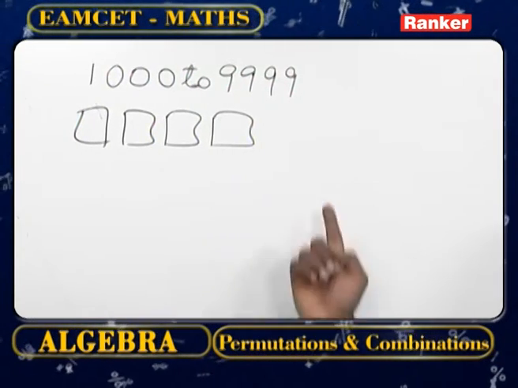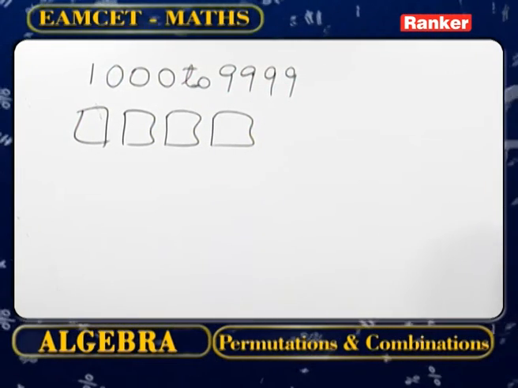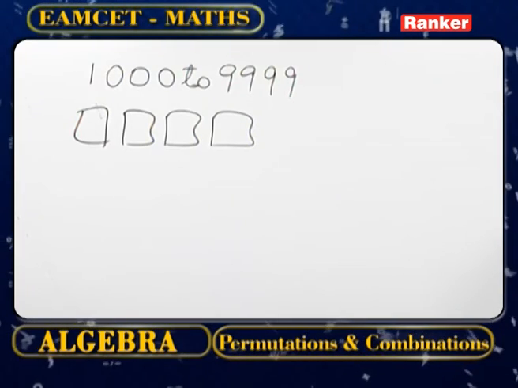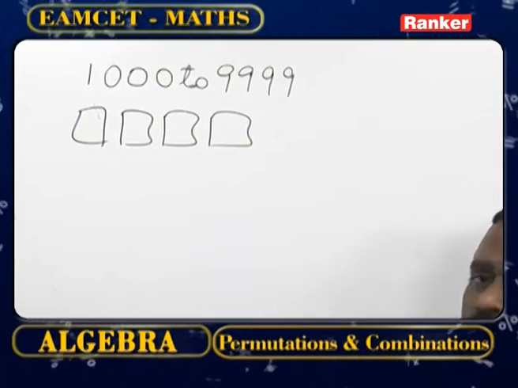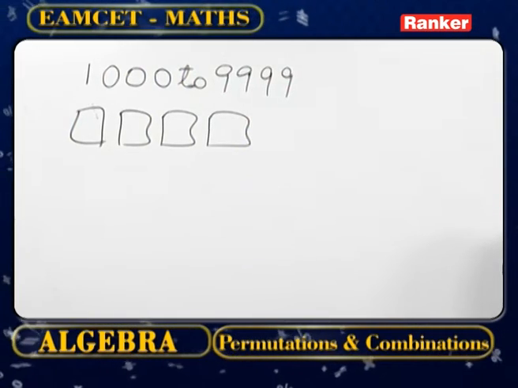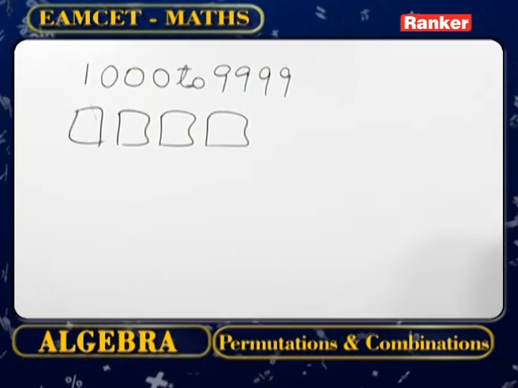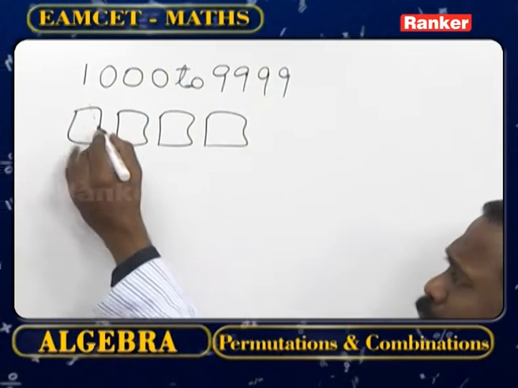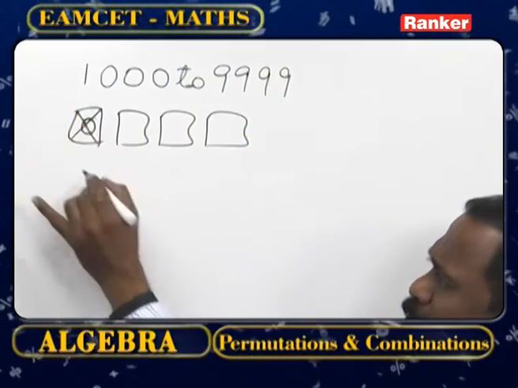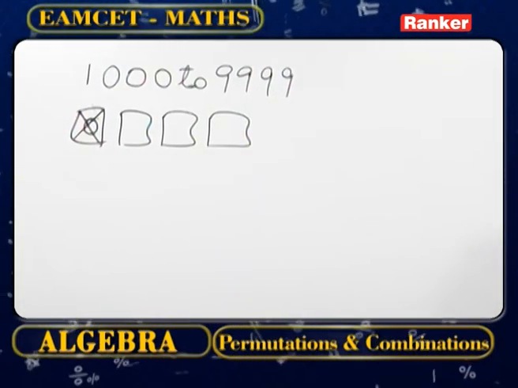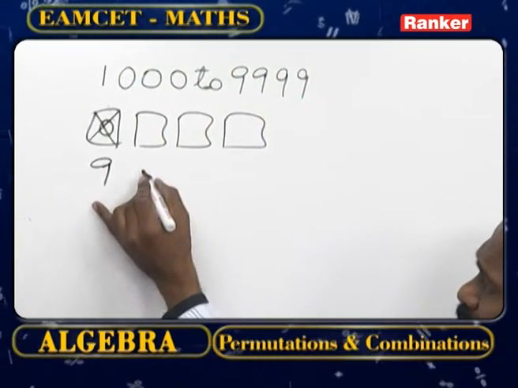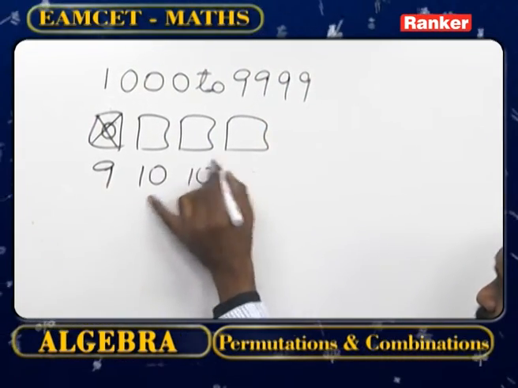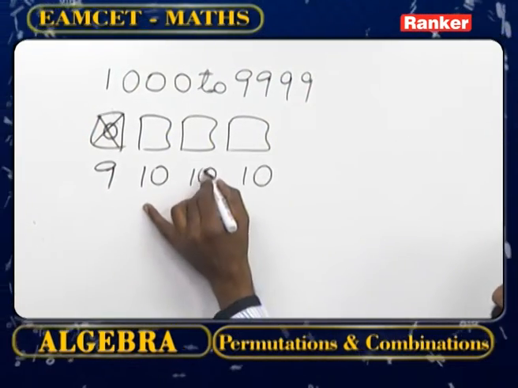1000 to 9999 means you have to consider 4 blank places in that case. Now, in this one, how many digits do we have? Totally 10 digits: 0, 1, 2, 3, and so on up to 9. You should not have 0 in the first place, of course, because if it starts with 0, that becomes a 3-digit number. So it can be filled in 9 different ways. This can be filled in 10 different ways. This can be filled in 10 different ways. This can be filled in 10 different ways.